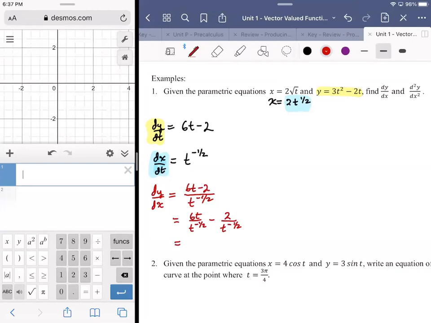All right, so keep the base, subtract the exponents. So 6t to the 3/2 minus 2t to the +1/2.